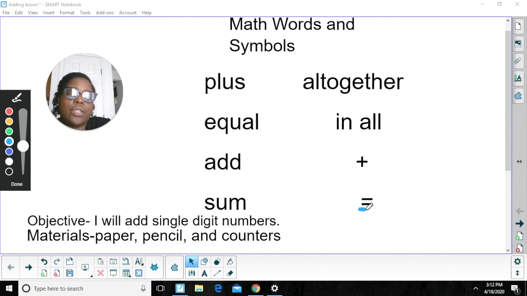This is your equal sign. In an addition sentence, it comes after the plus sign. Okay? This is called your plus sign. This is called your equal sign. Okay?